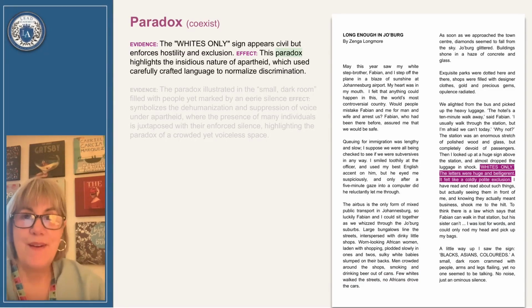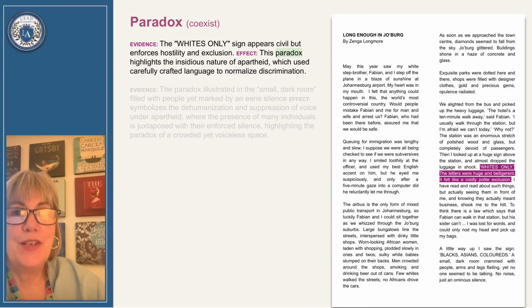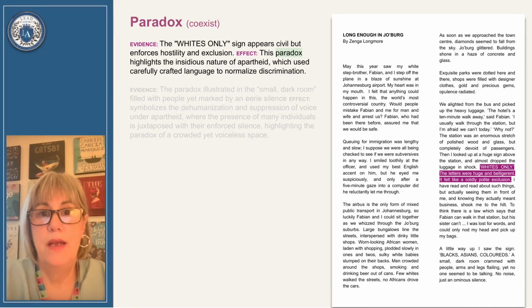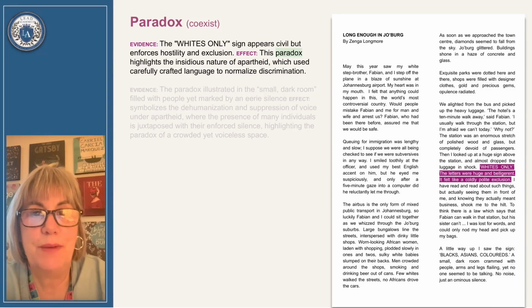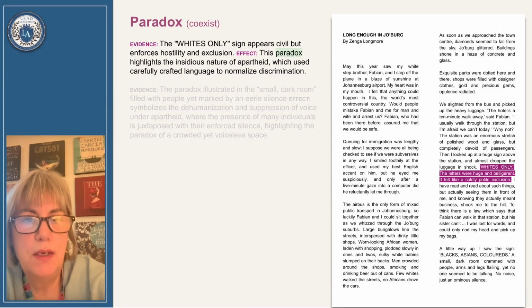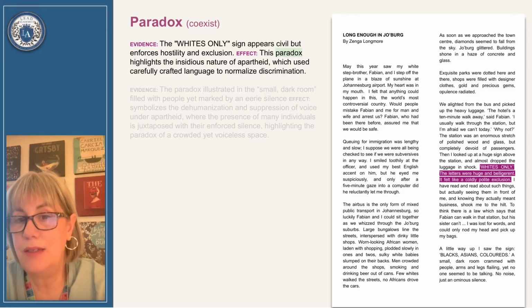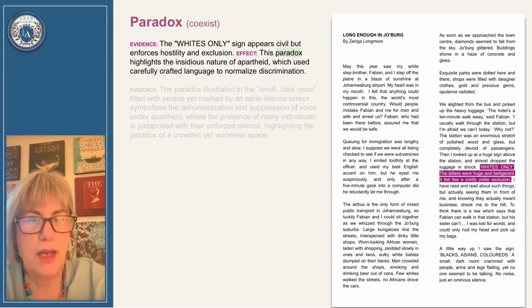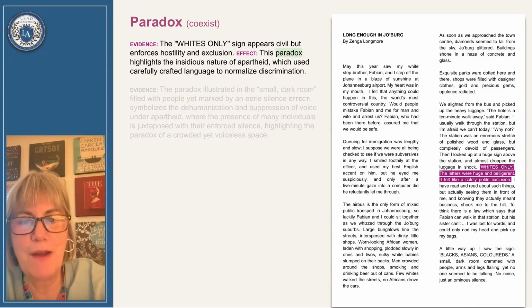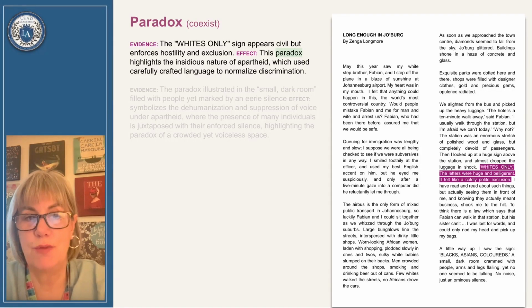Paradox. Paradox, like juxtaposition and antithesis, presents two contrasting ideas side by side, but it does that through contradiction. In other words, paradox is when opposites occur at the same time. They coexist. In this example, the sign appears civil, even polite, but enforces hostility and exclusion. This paradox highlights the insidious nature of apartheid, which used carefully crafted language to normalize discrimination.